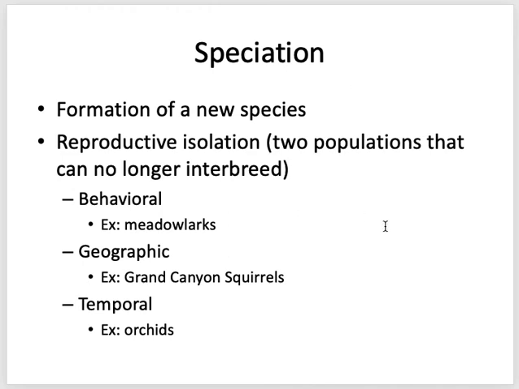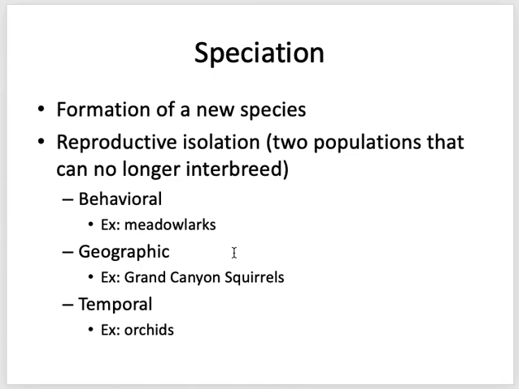So reproductive isolation, that situation when two populations can no longer interbreed, can be a result of three big categories of isolation. One is behavioral isolation, and your book gives the example of meadowlarks. So there are eastern and western meadowlarks. They are very similar birds, and in fact, their habitats overlap. But the members of these two species won't interbreed with one another because they use different songs to attract mates, and they don't respond to the songs of the other species.